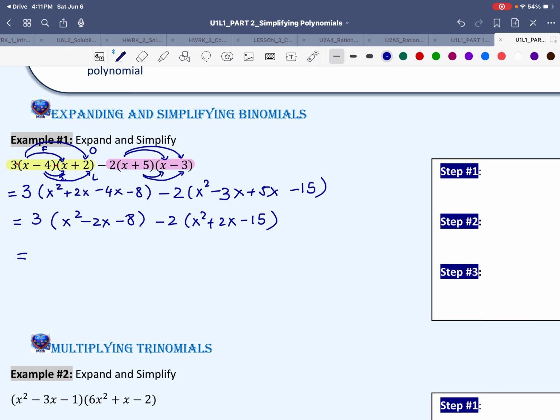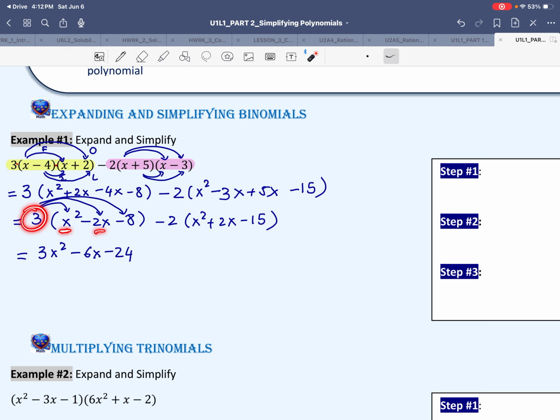So next we'll multiply number 3 now by what we got from the binomial multiplication. So again, 3x squared, number 3 is multiplying every term in the trinomial. So negative 6x and then negative 24 here. Remember that number 3 is not multiplying only the first terms. Every term in here has a factor of 3. That's why 3 is sitting outside. And now in the same way, we have negative 2 multiplying x squared. So that's negative 2x squared. Negative 2 multiplying 2x, negative 4x. And negative 2 times negative 15 is positive 30.